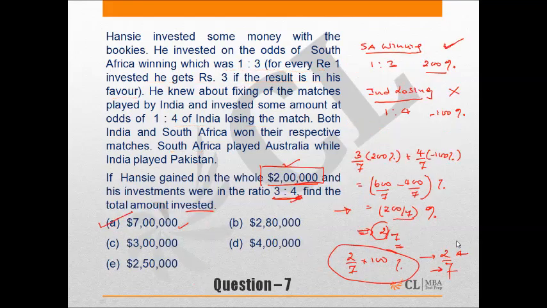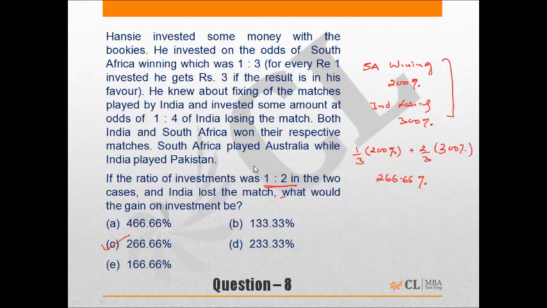But in the subsequent two questions, the ratio of quantity is given. The ratio of investment is 3:4 in this question, and the ratio of investment is 1:2 in this question. Since the ratio of investment is given, I have used weighted average. The ratio of investment is given, so use weighted average, not allegation. While allegation will give you the answer, it is going to be a lengthier process.